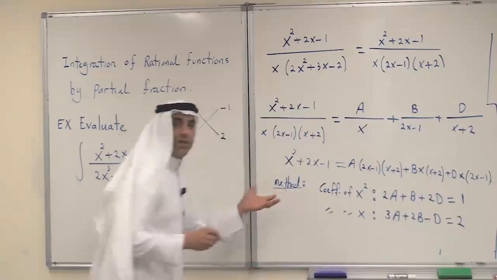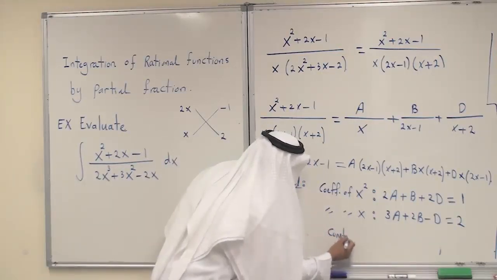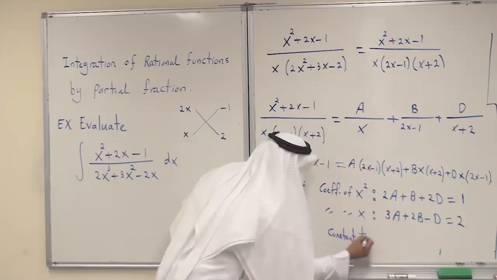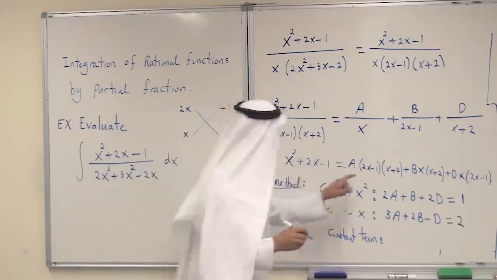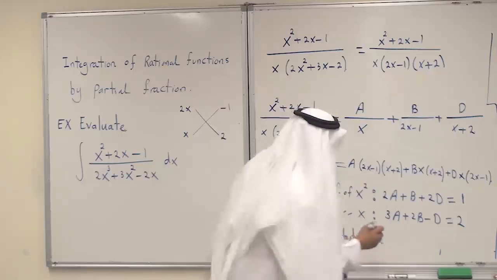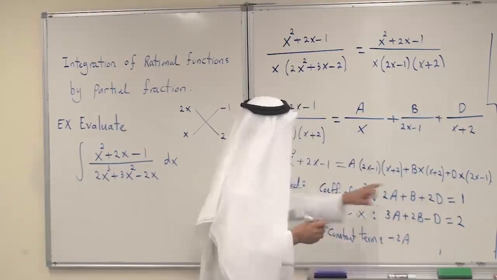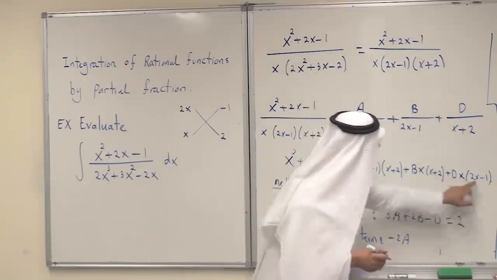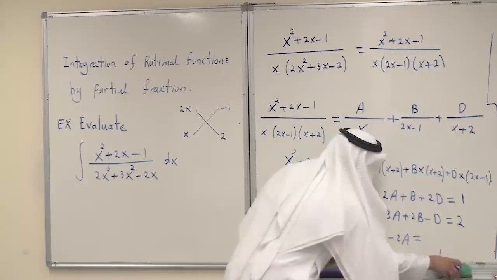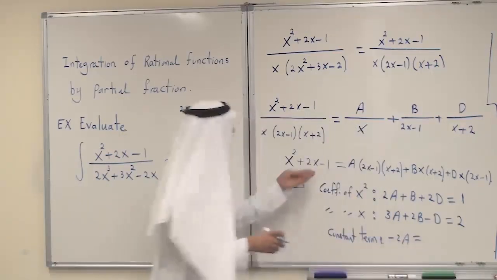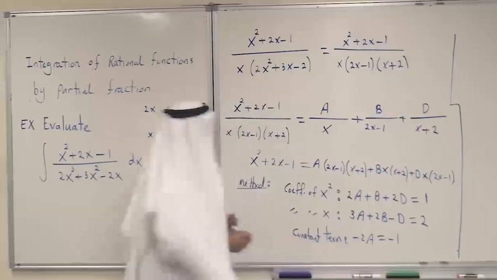Last one, constant term. What is the constant term here? The constant term will be gained if you multiply minus 1 by 2, so that is minus 2a. There is no constant term here and there is no constant term here. So it means minus 2a is the only part we have in the right-hand side. What about the left-hand side? What is the constant term here? The constant term here is minus 1.